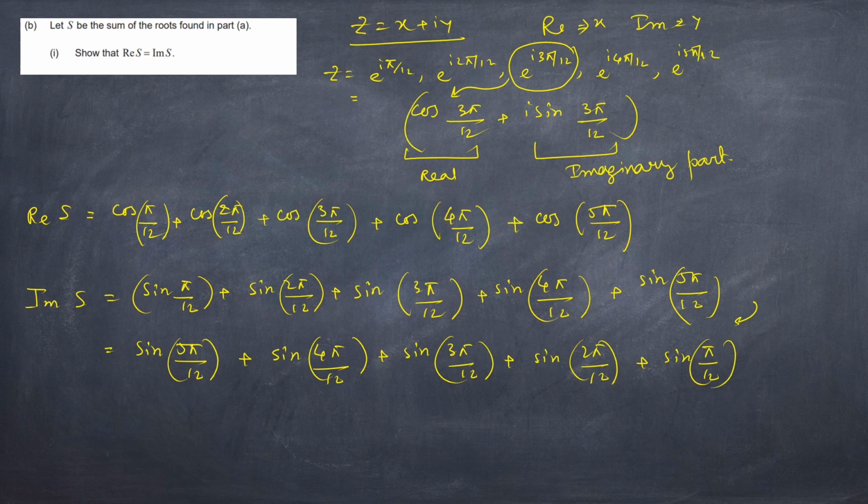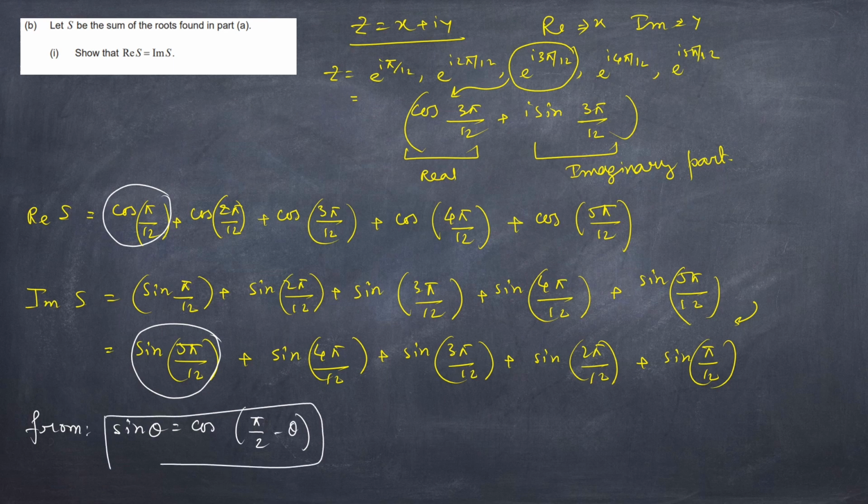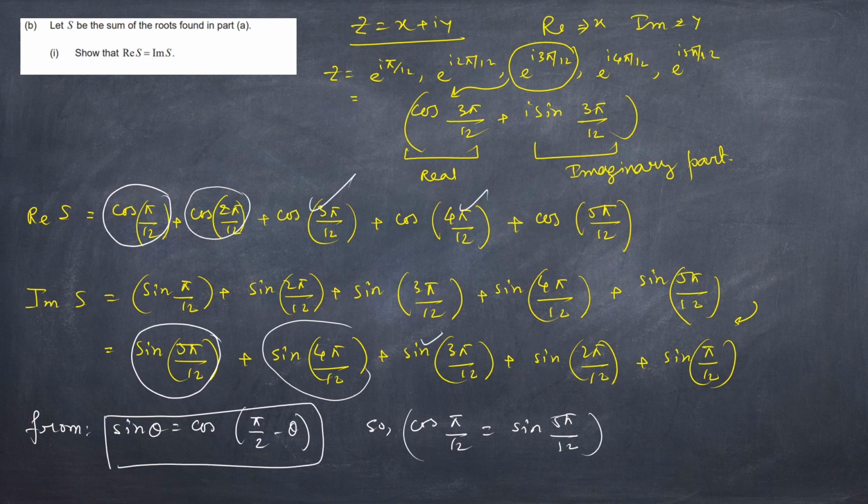Just see the fact, only you see this part and this part. That is basically from where we will be getting this, from sin theta is equal to cos of pi by 2 minus theta. From this formula we can tell that cos pi by 12 is equal to sin 5 pi by 12. We can easily say that. And after all, this term will be equal to this term, this term is equal to this term, and this term equals this term. So ultimately from equal points we can write the real sum is equal to the imaginary sum.